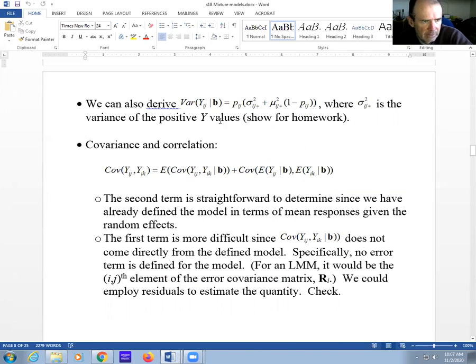A slide on deriving the variance of the amount of rainfall for this model. Show for homework.